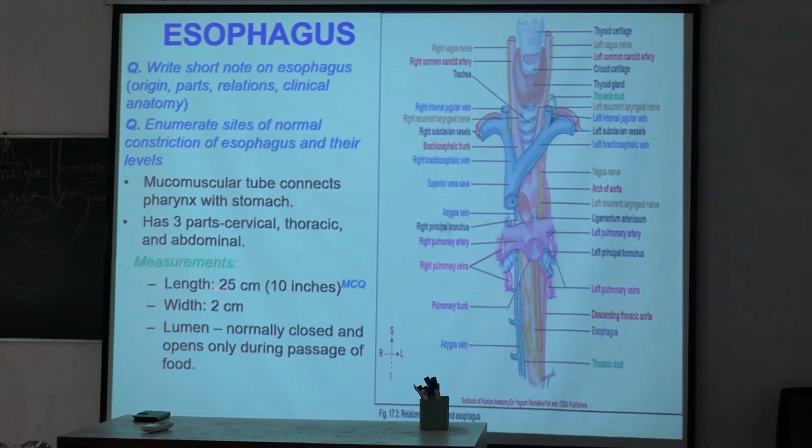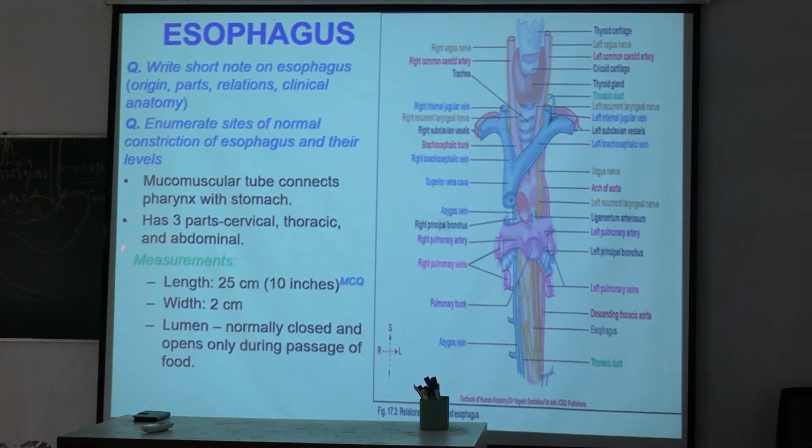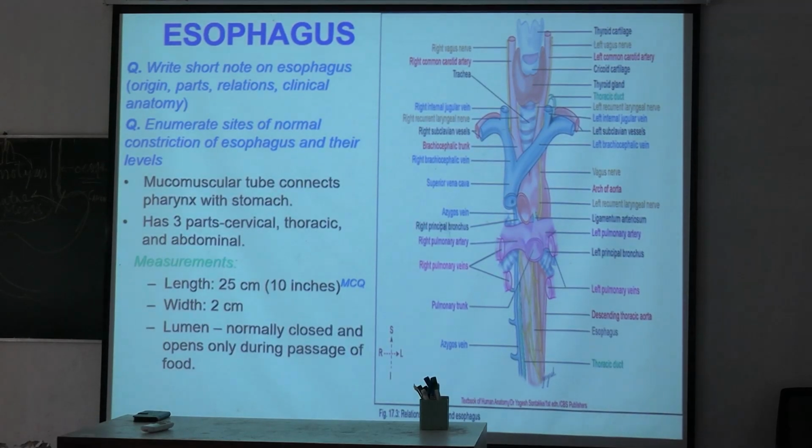This length of the esophagus is important for your viva and MCQ. These parts are also asked in your viva. What are the different parts? Cervical, thoracic, and abdominal parts of the esophagus.